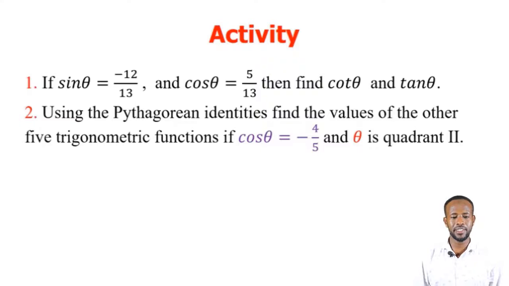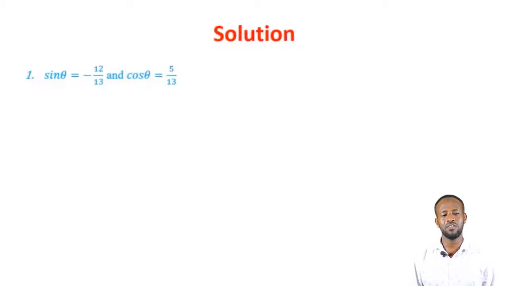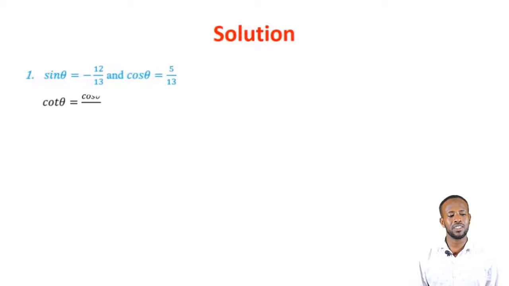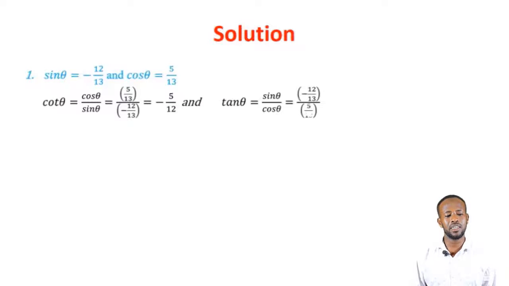Okay, students, welcome again. Now we will start and check the solutions that you got. The first question is so simple. I think you have good answers for that. Sine theta is negative 12 over 13, cos theta is 5 over 13, these were given to us. Now we wanted to find cot theta and tan theta. Cotangent theta is equal to cos theta over sine theta, which is equal to 5 over 13 over negative 12 over 13, and this will become negative 5 over 12. And tan theta is sine theta over cos theta, which is equal to negative 12 over 13 divided by 5 over 13, which will become negative 12 over 5. Very good. I hope most of you got the answer of this.